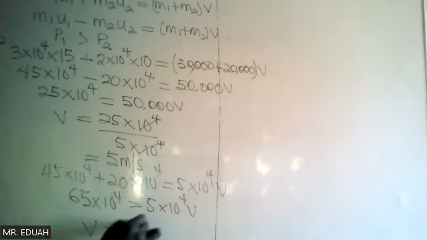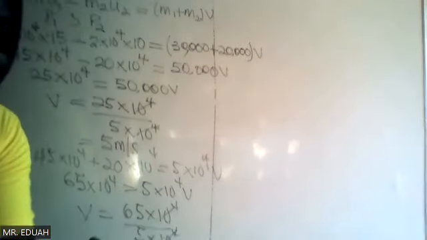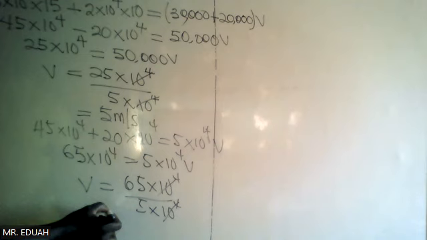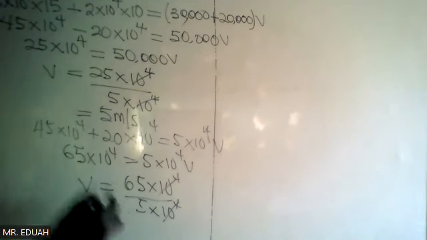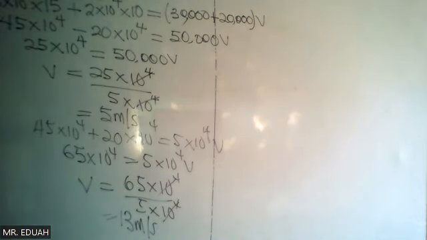V therefore is 65 times 10 to the power 4 divided by 5 times 10 to the power 4. And what is 65 divided by 5? Again, this is 13. 13 meters per second. That does it. So the good news is that this collision is also a topic in elective maths, and you'll be taken through something like this. So once you get it right here, you can easily apply it in A-maths.